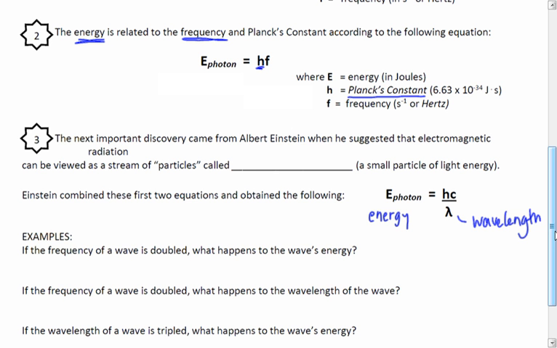But for this one and the last equation, we're finding the energy of a photon. But we haven't talked about what a photon is. Does anyone know?